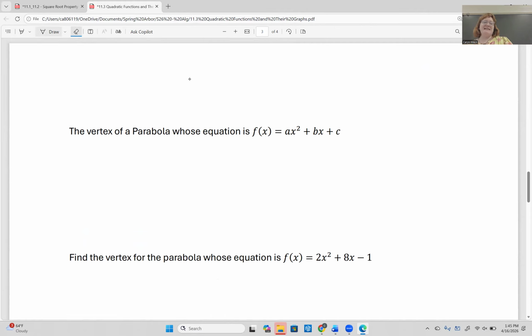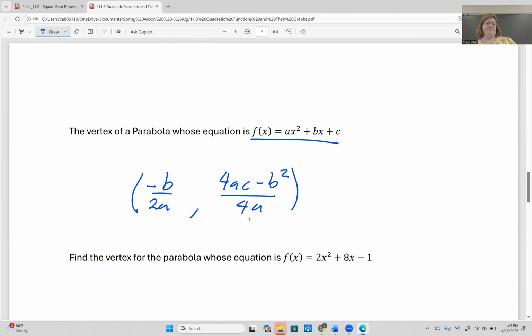If I'm in standard form, so this is standard form, we can find the vertex ultimately with the completing the square process, but the vertex ultimately ends up at negative b over 2a, 4ac minus b squared over 4a. One note, I recommend you do not memorize the y coordinate. Just keep that.